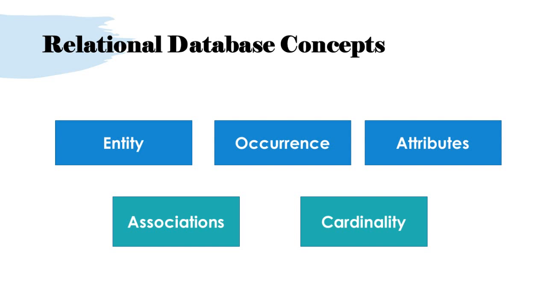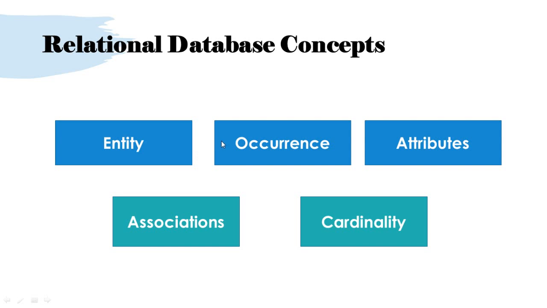The first is entity. An entity is anything about which the organization wishes to capture data. It may be physical or conceptual. For example, physical entities are like inventory or personnel, I mean workers. Conceptual ones are things that we can't see, like accounts receivable or accounts payable, something like that.